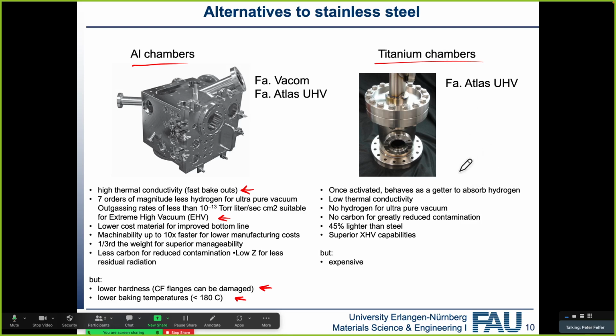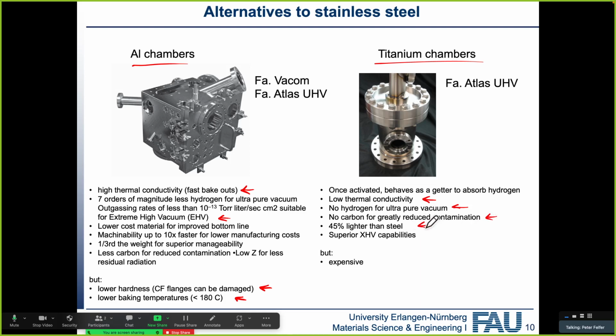As the alternative, we have titanium. And titanium has a relatively low thermal conductivity, so baking is somewhat slower. We don't get any hydrogen from the chamber. We also get no carbon. I don't know if that's really relevant, but people that try to sell that very often bring that in as well.